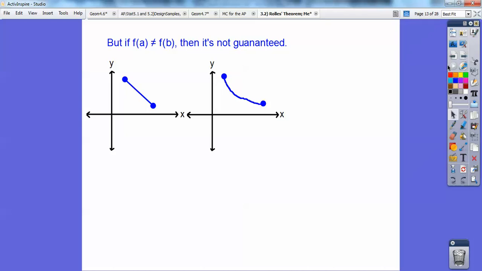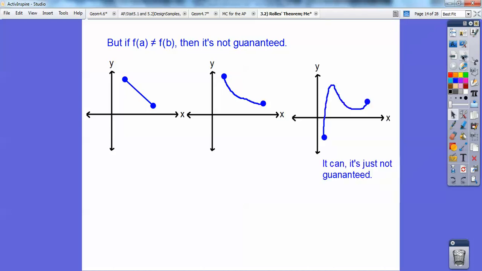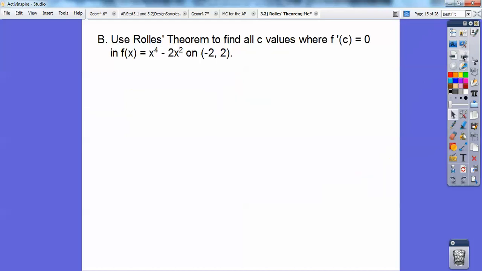They're different heights. It could have a tangent. Here's one that has two horizontal tangents, right there and right there. Okay, it can, it just doesn't guarantee it. So if f of a equals f of b and it's differentiable on the interval, then there's a guarantee that there's at least one flat.